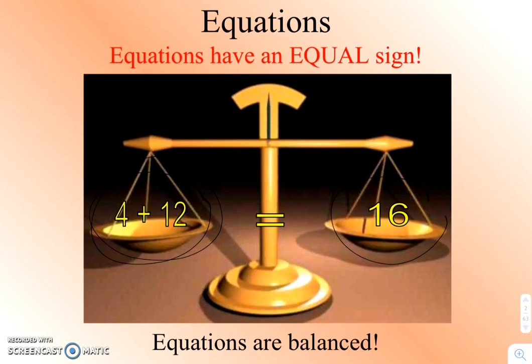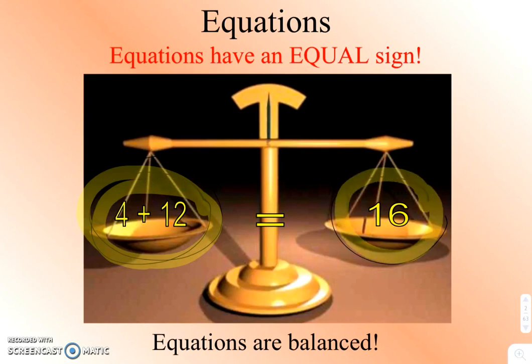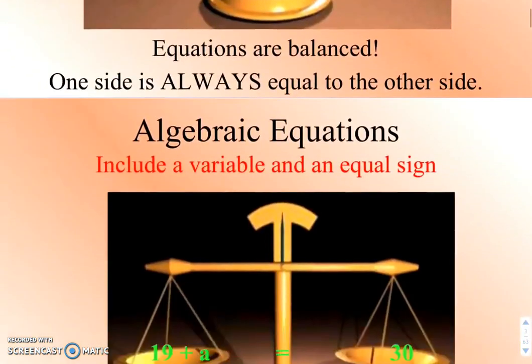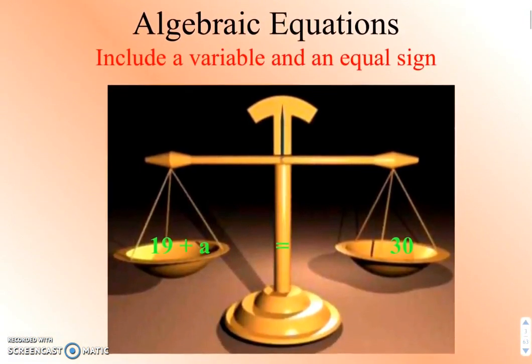So in this example, on the left side we have 4 plus 12. On the right side, we have 16. This is balanced because 4 plus 12 is equal to 16. You've been doing equations much longer than you've been doing expressions, so this should be pretty easy. An algebraic equation is simply an equation that includes a variable, some numbers, and an equal sign.